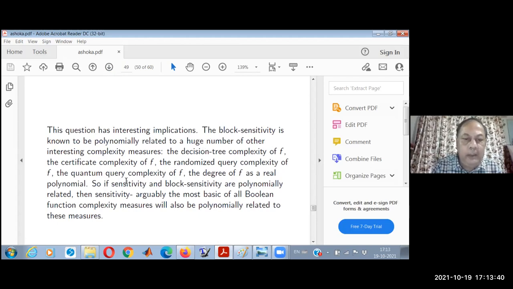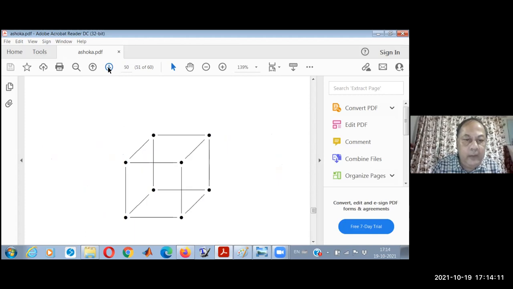But the link between sensitivity and block sensitivity was missing. Computer scientists were greatly interested in that because that would have completed the picture. Sensitivity is the most natural, most basic of the measures. If you show that it is related to all the other measures in terms of that norm type of inequality, then we are satisfied that we don't have to look at each and every measure separately. So there was a conjecture that these two are also related, and that has remained open.